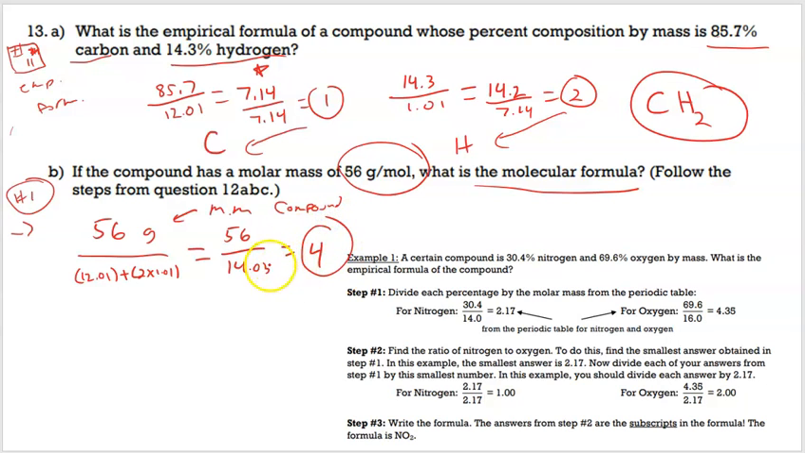All right? So what that means is I'm going to take my subscripts times 4. So we're pretending there's a 1 there, because it does mean 1. I'm going to take that number times 4 for my molecular formula, so it's going to be C4H8. Skadoosh.